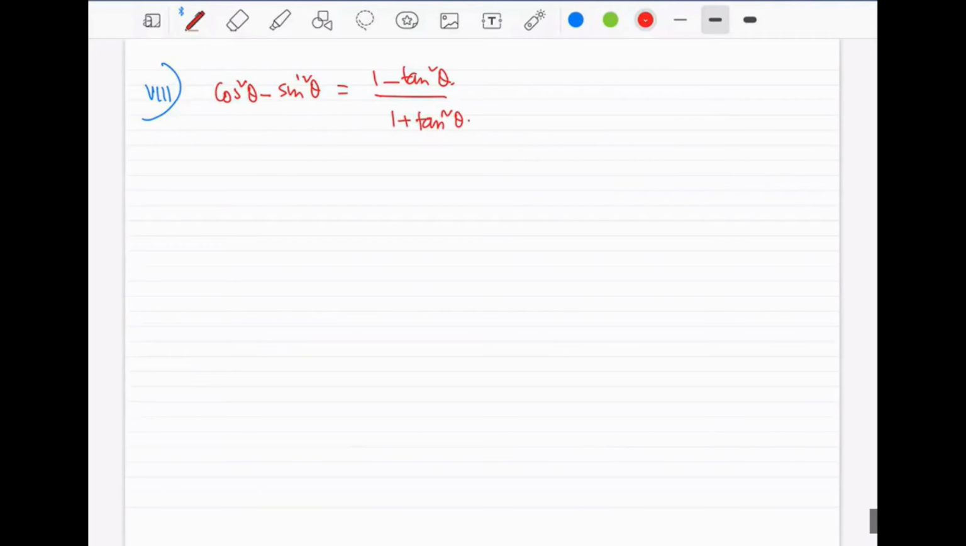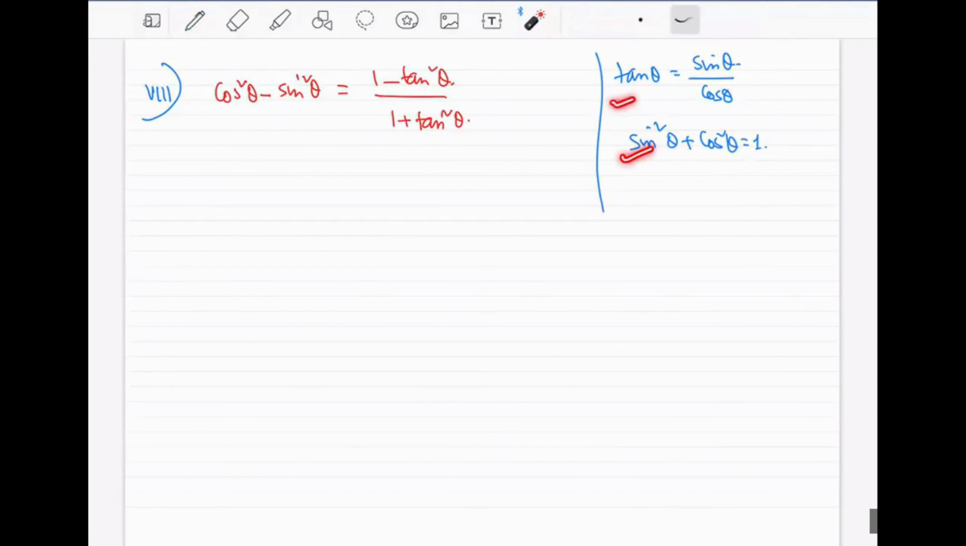We're going to use two formulas here. One is tan theta is equal to sine theta by cos theta. Another one is sine square theta plus cos square theta is equal to 1. We will use these two formulas and the result will be very simple.